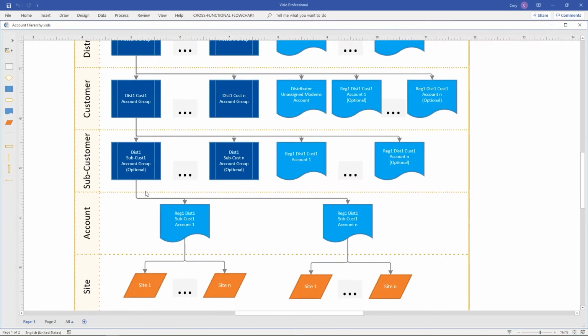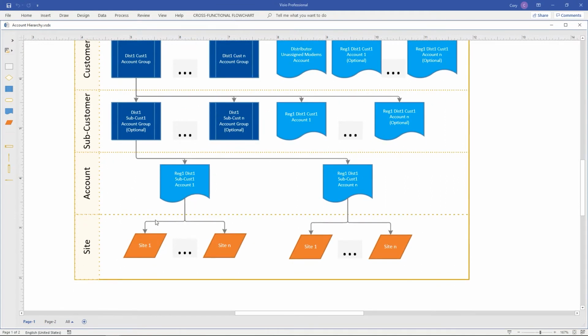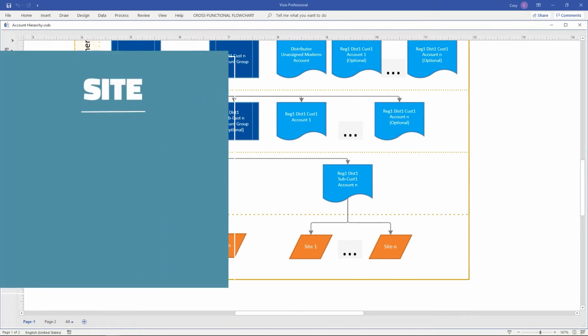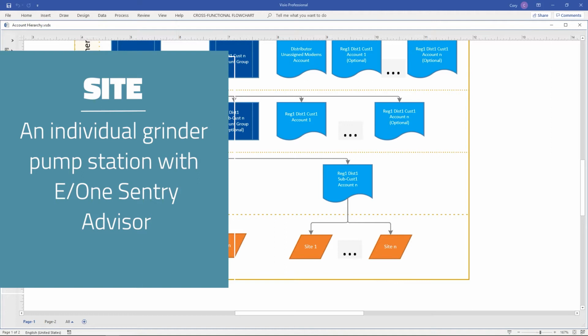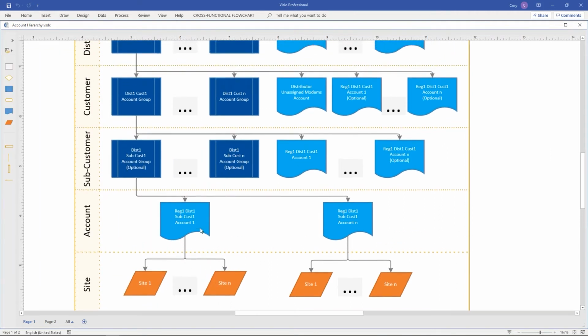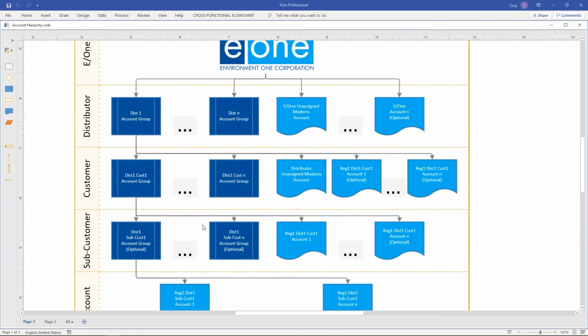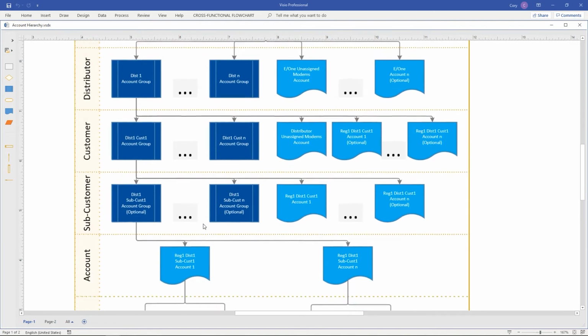And so ultimately you get down to a level where you just have an account, and then ultimately below those accounts is where your sites reside. So a site in this case is an individual grinder pump station, presumably with a single Sentry Advisor modem installed, an address. And that's basically how the overall account structure is created.